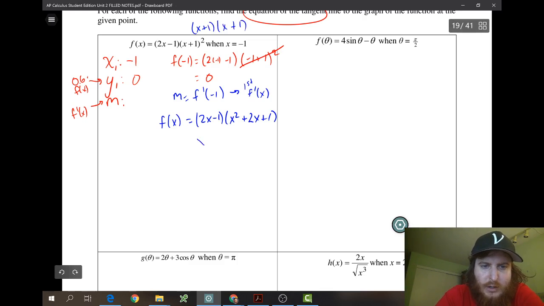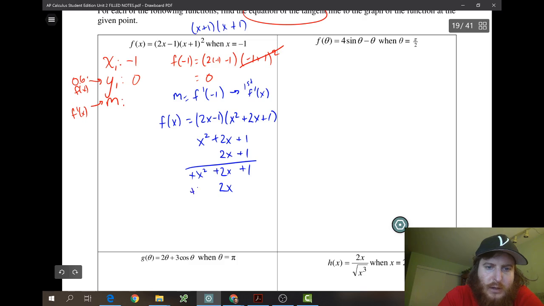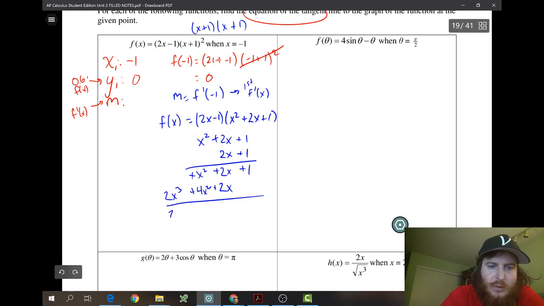I'm going to do this the way I showed you yesterday in class, writing it out like a long multiplication. Negative 1 times 1 is negative 1, negative 1 times 2x is negative 2x, negative 1 times x squared is negative x squared. These were all positive, I don't know where I got the negatives from. Then 2x times 1 is 2x, 2x times 2x is 4x squared, and 2x times x squared is 2x cubed. Now we have this, and we're going to add up our like terms. We get 2x cubed.